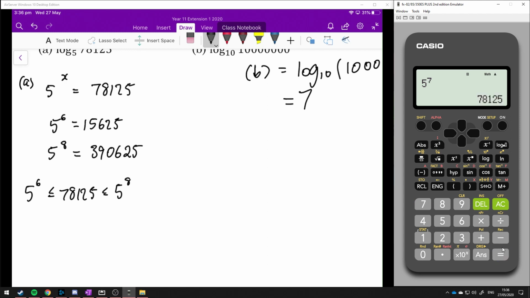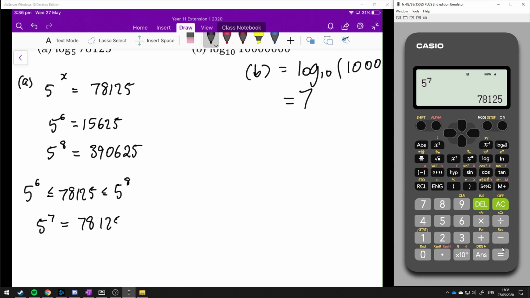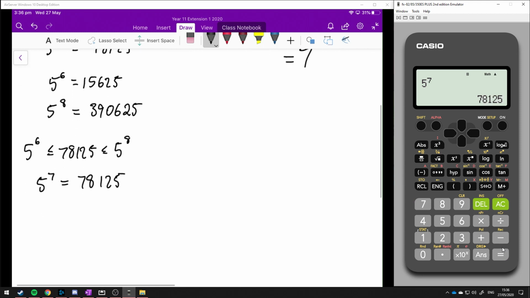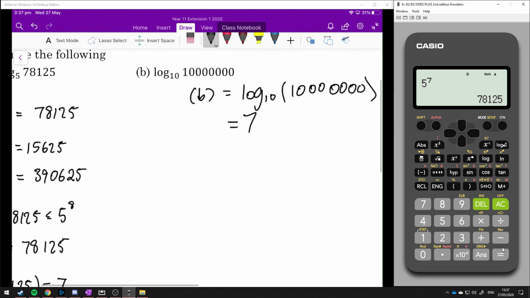Oh, beautiful, there it is. So 5 to the power of 7 is equal to 78125. So when we evaluate log base 5 of 78125, our answer is equal to 7. And that's the final answer. So when we evaluate that one, we get 7.